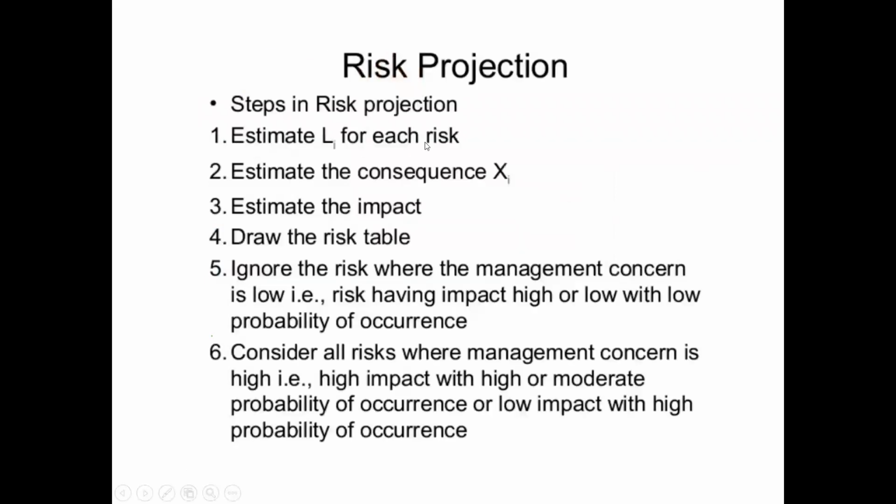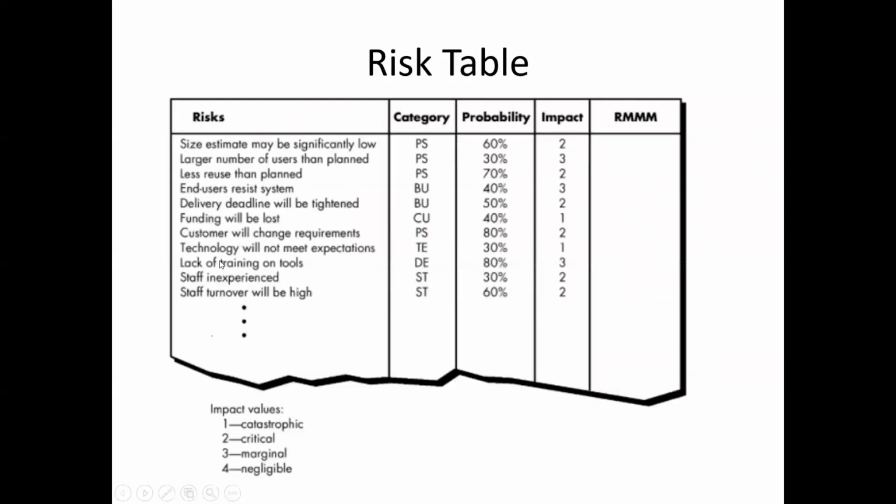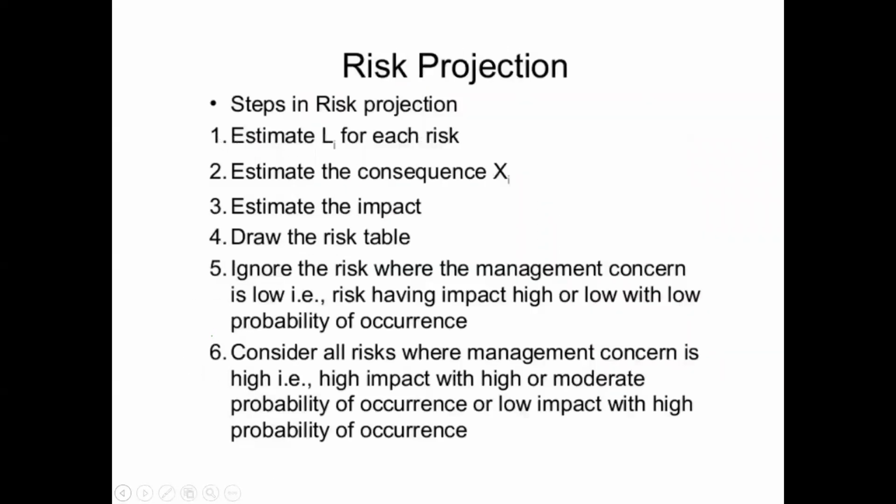Now see, in risk projection, estimate all these risks and calculate probability. That means if all the risks are 20 and within that 5 definitely arise, then the probability is 5 divided by 20. You can understand probability. So you should do that calculation here, and then you have to make a risk table. That's why I have given here: make a risk table, draw a risk table. Here you can see.